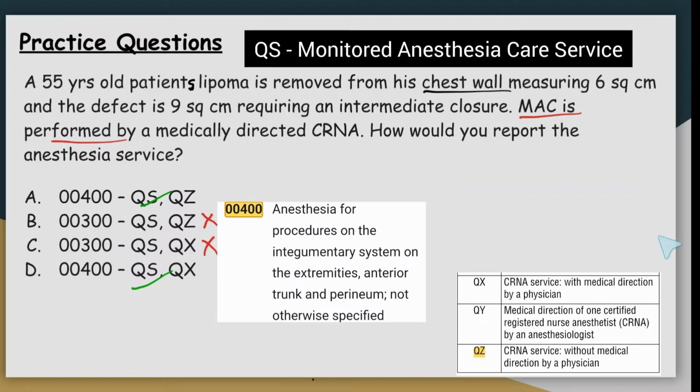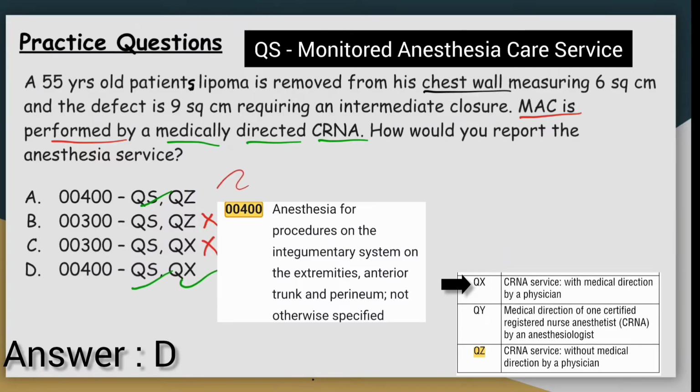So here in the question they have mentioned medically directed CRNA. So there is a medical direction by a physician, right? So QX is the correct modifier. Option D is the right answer. Eliminate option A. I hope you are clear with it. With the help of modifiers also you can eliminate the options.